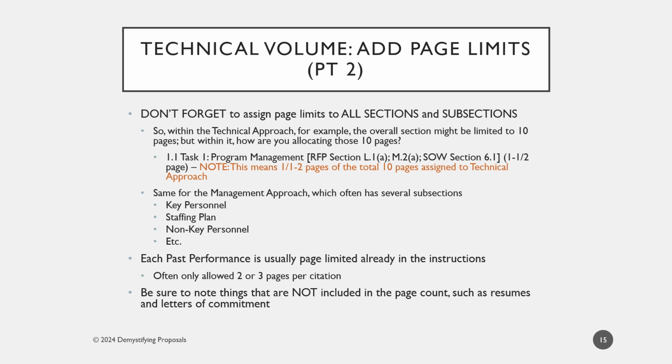And then past performance is usually already page limited in the proposal instructions. Often you're only allowed 2 or 3 pages per citation. Be sure to note also things that are not included in the page count, such as resumes and letters of commitment. So if, for example, you include your resumes within the body of the proposal and not in an appendix, then make sure that in the heading for each resume, you note that that page count doesn't count against the page count of the overall proposal.